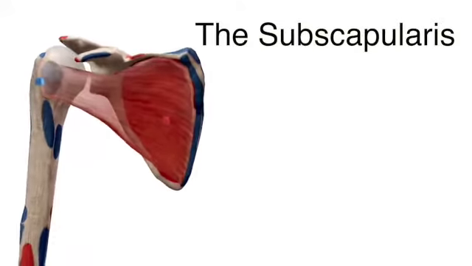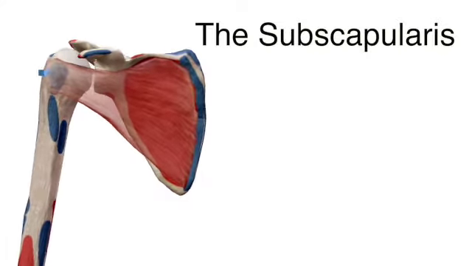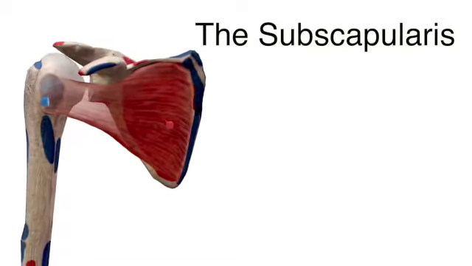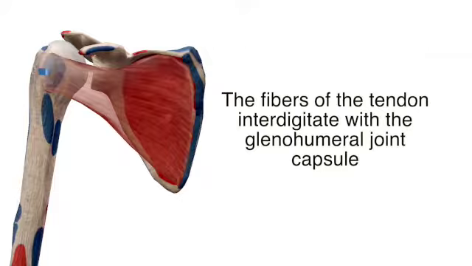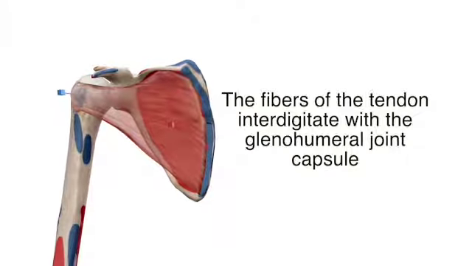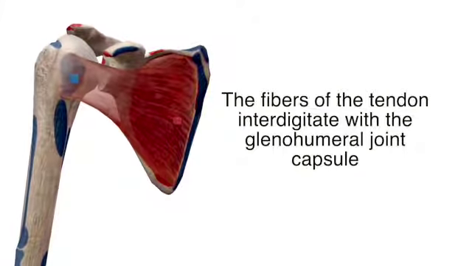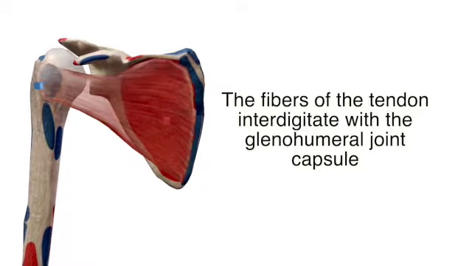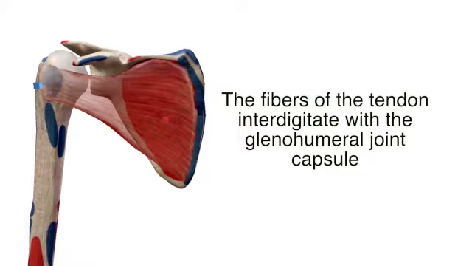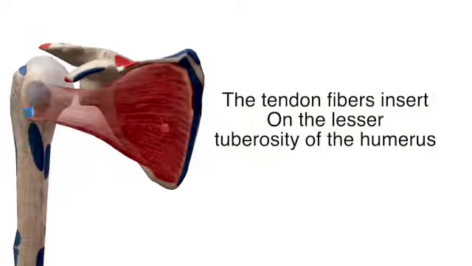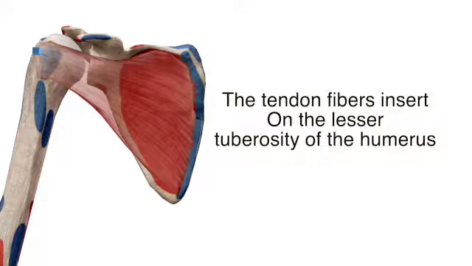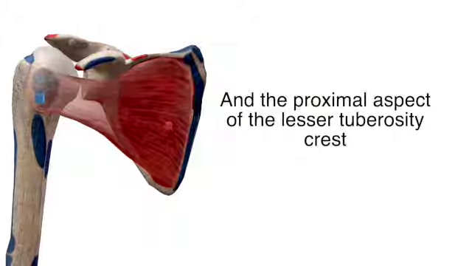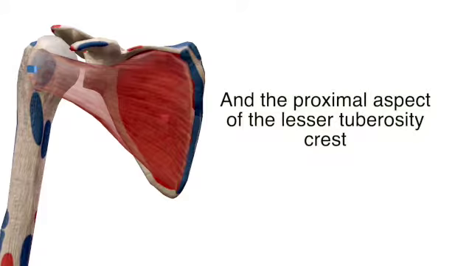The Subscapularis. The subscapularis originates on the subscapularis fossa. The fibers coalesce into a tendon which interdigitates with the glenohumeral joint capsule. The subtendinous bursa is located close to the glenoid. The subscapularis tendon acts as an anterior capsular reinforcement. It also tightens the capsule during internal rotation. The fibers insert on the lesser tuberosity of the humerus and the proximal aspect of the lesser tuberosity crest.